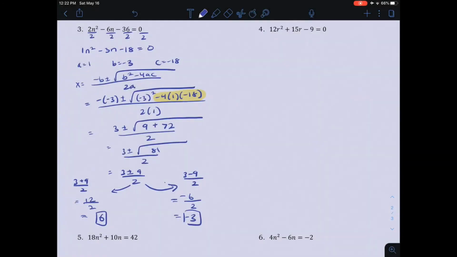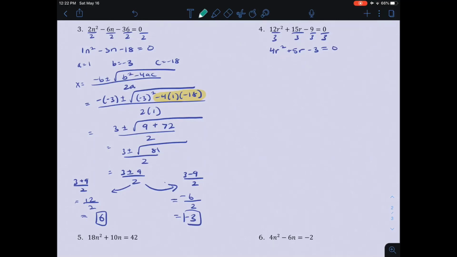Hopefully for number 4, you notice that all 3 terms are divisible by 3. 12r squared, right? 15r minus 9. So what I can do then is just divide everything by 3. 12r squared divided by 3 is 4r squared. 15 divided by 3 is just 5, so I'm left with 5r. Negative 9 divided by 3 is minus 3. And the 0 divided by 3 is 0.